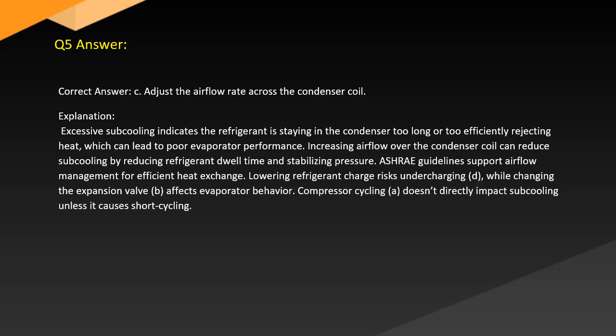Answer. Correct answer: C. Adjust the airflow rate across the condenser coil. Explanation: Excessive subcooling indicates the refrigerant is staying in the condenser too long or too efficiently rejecting heat, which can lead to poor evaporator performance. Increasing airflow over the condenser coil can reduce subcooling by reducing refrigerant dwell time and stabilizing pressure. ASHRAE guidelines support airflow management for efficient heat exchange.